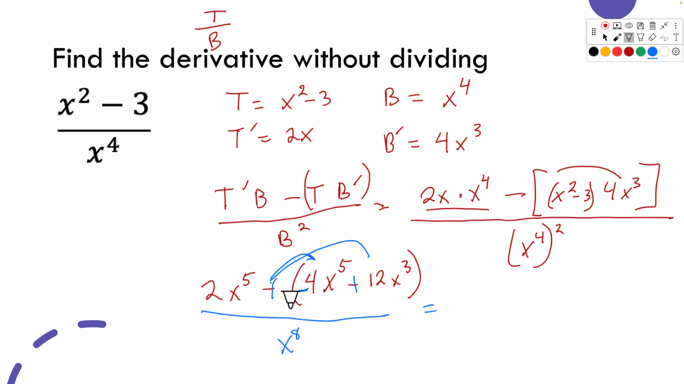And one more step. I've got a negative 4x to the fifth, and I've got a positive 2x to the fifth. That's minus 2x to the fifth, plus 12x to the third, all over x to the eighth.